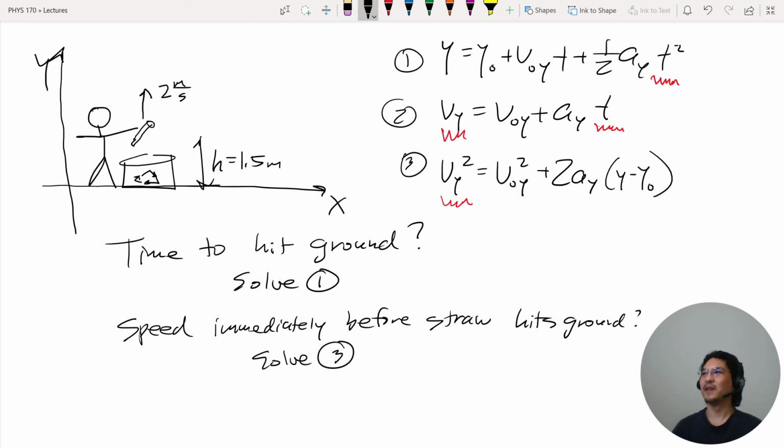Okay, so focus on the strategy. The strategy is what's important, right? Figure out what formulas you know, and then really underline or circle your unknowns.